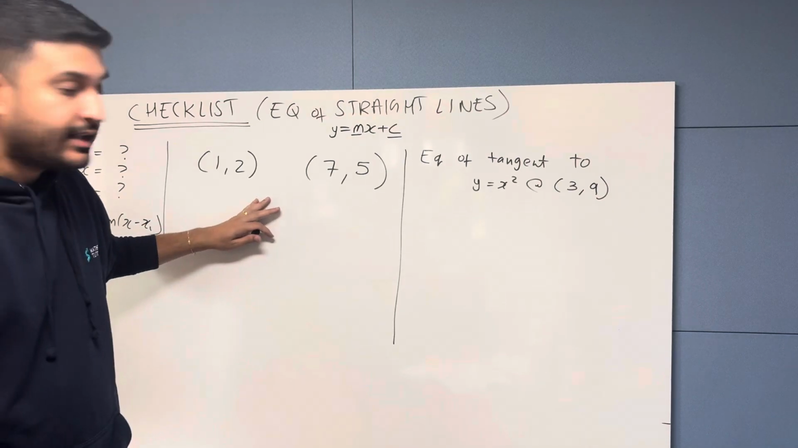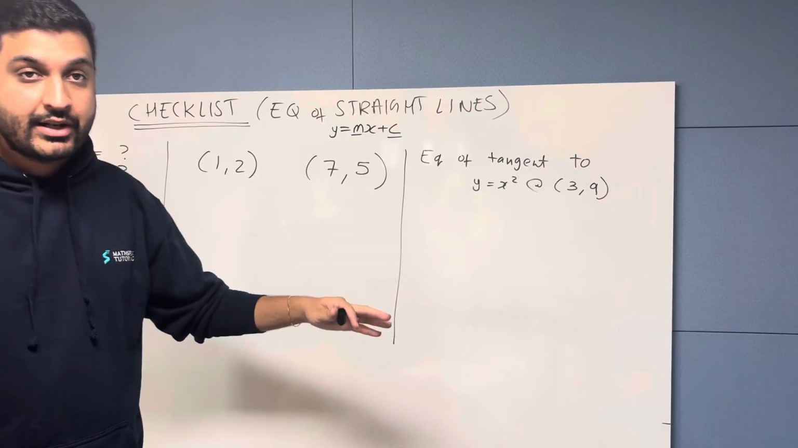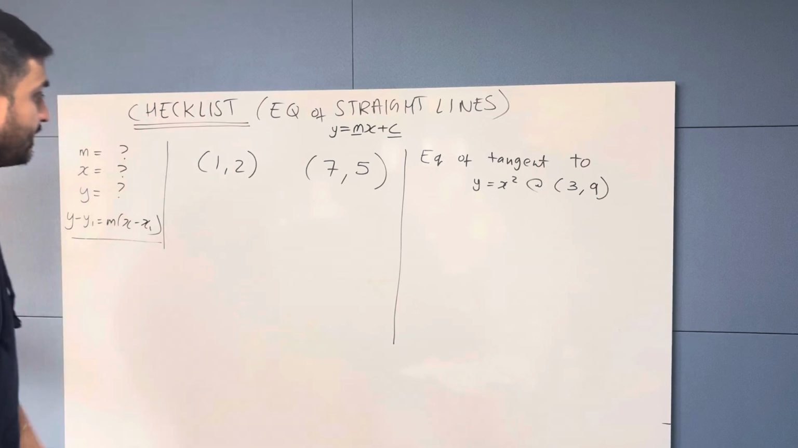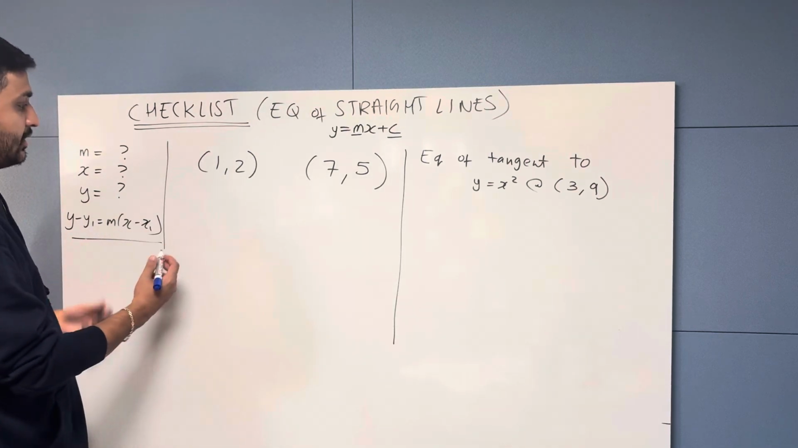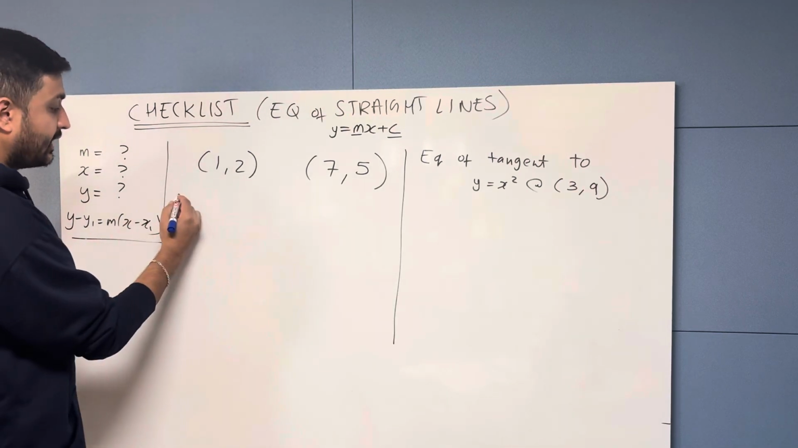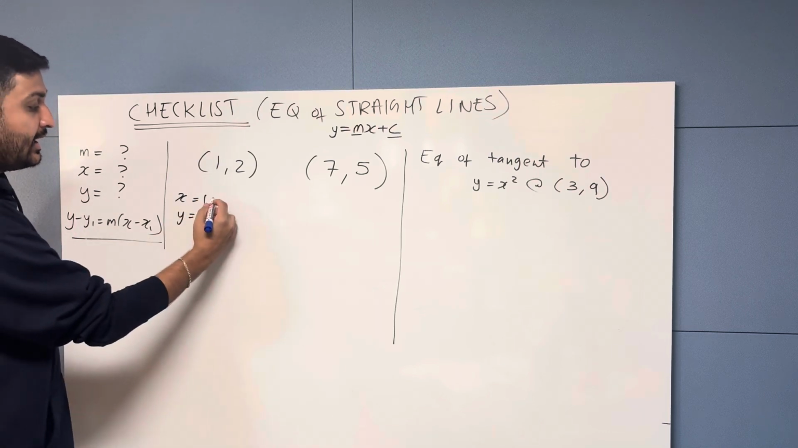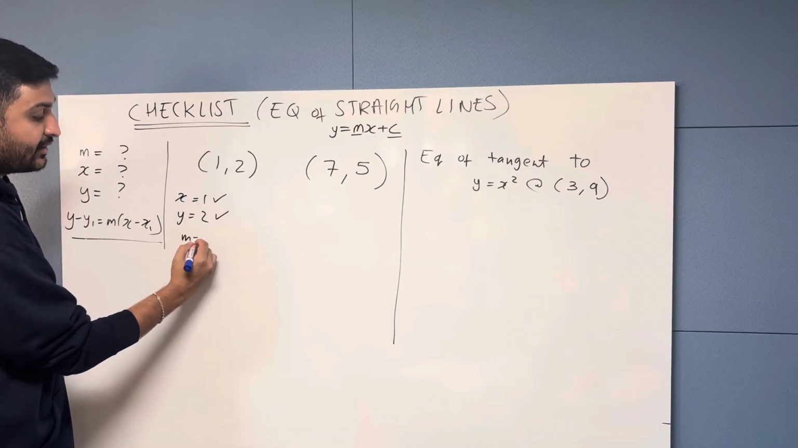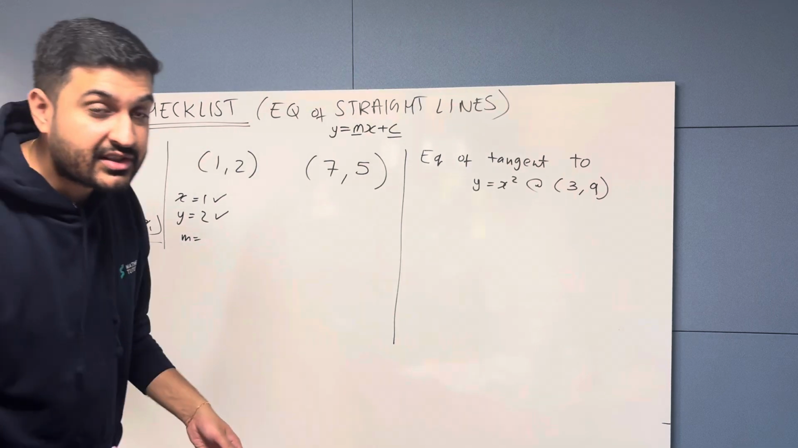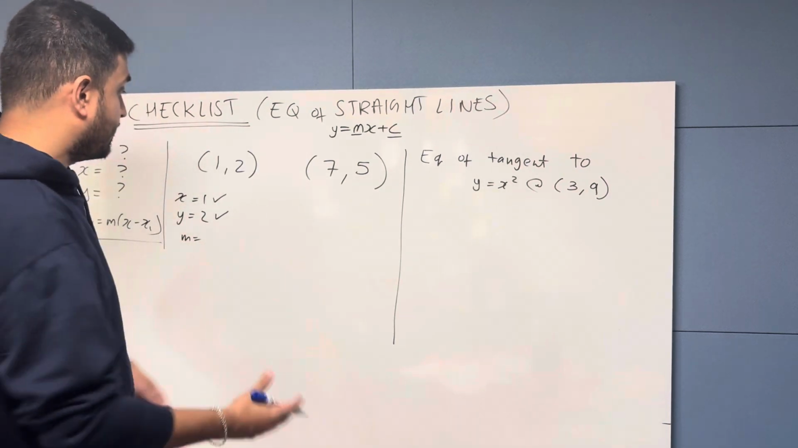So a really quick one here: I've got these two coordinates, and I want to find the equation of the straight line between them. Now, what have I got? I have definitely got an x value. I could choose 1, and I can choose the corresponding y value of 2. So I've got x and y, but I do not have a gradient.